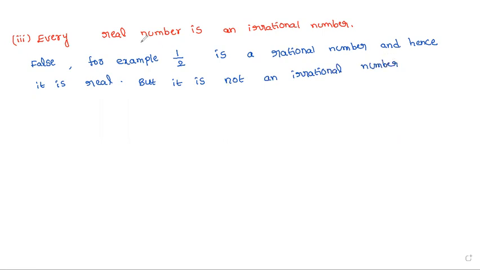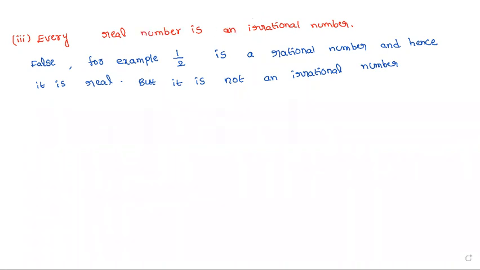So every real number is a combination of rational and irrational, but every real number is rational or irrational, not possible. 1 by 2 is a rational number, it is real. It is both rational and real, but it is not irrational. So, false. Real number is a combination of rational and irrational.